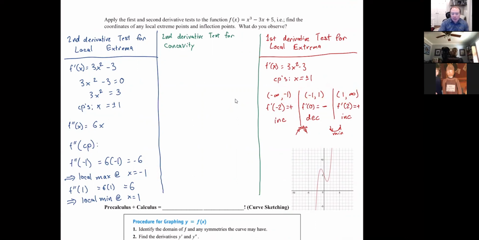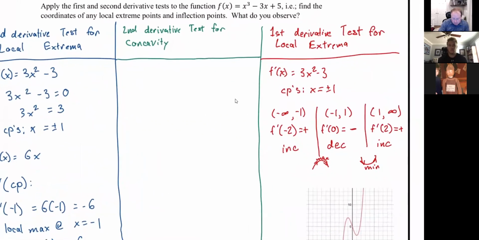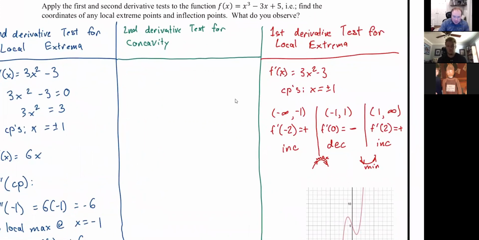So then, of course, the last derivative test, the one that we introduced at the beginning of this lesson, was the second derivative test for concavity. So this is behaving very similar to the first derivative test. We just are going to use the second derivative instead of the first derivative in this step. So let's take one more derivative. F double prime of x is equal to 6x. Set 6x equal to 0. You get x is equal to 0.